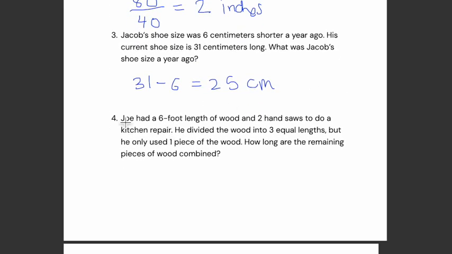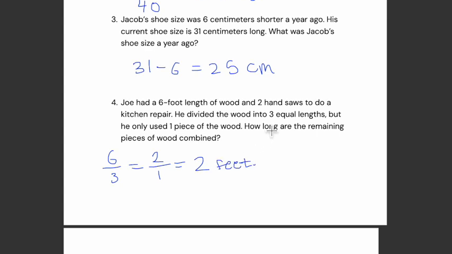For number 4, we have that Joe had a 6-foot length of wood and 2 hand saws to do a kitchen repair. He divided the wood into 3 equal lengths, but he only used 1 piece of the wood. How long are the remaining pieces of wood combined? So we're going to first divide the 6-foot length of wood by 3 parts. So that in fraction form is 6 over 3. Now since both 6 and 3 are divisible by 3, this becomes 2 over 1, or just 2. So each piece of wood is going to be 2 feet.